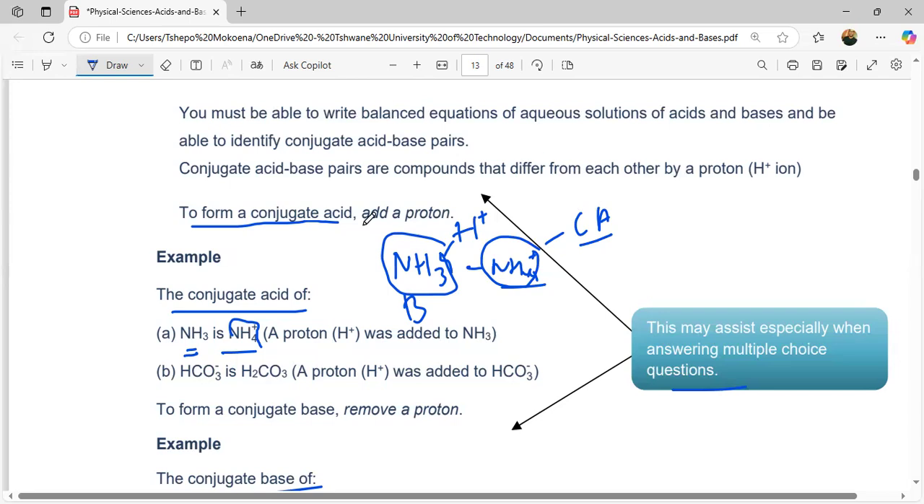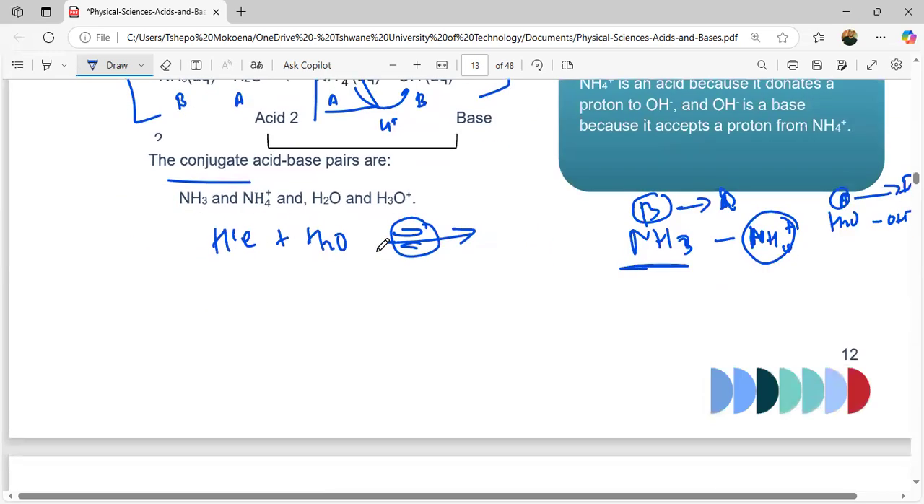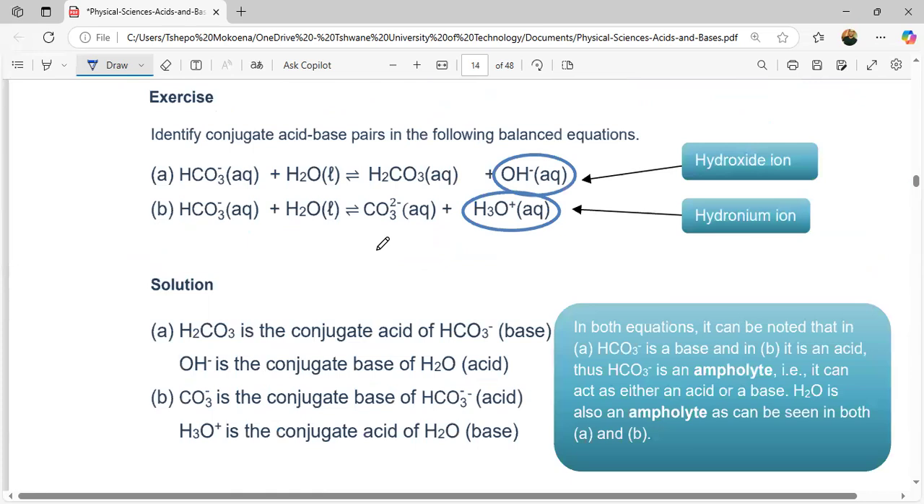The same applies: when they are looking for the conjugate acid, you add. When they are looking for the conjugate base, you remove. But if you know, you know. You don't even have to add and remove if you practice a lot. So that's how it works. And even here, this is how you can see those pairs. So there is nothing complex about these things.